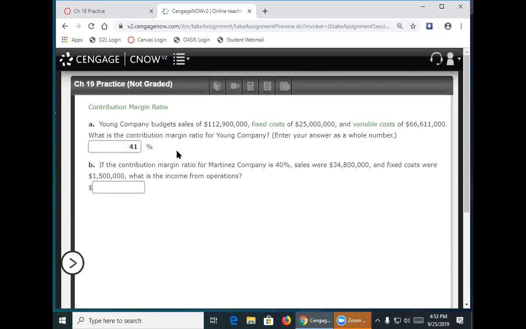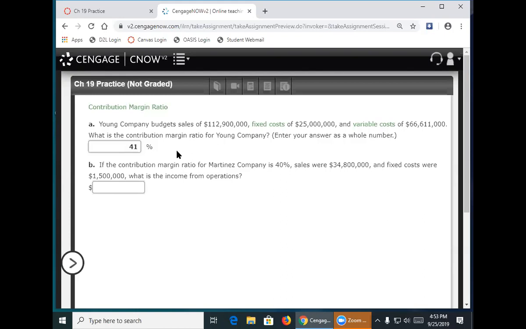What did we divide the 46 million by? 41%? Oh, by sales. Yeah, I left my eraser over here. I don't even know.